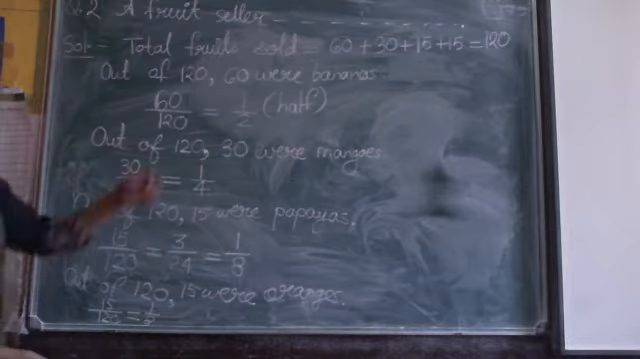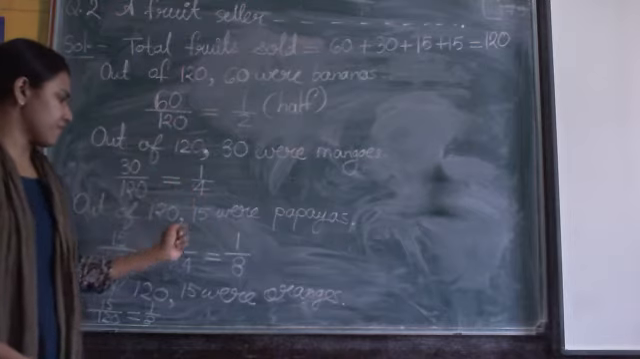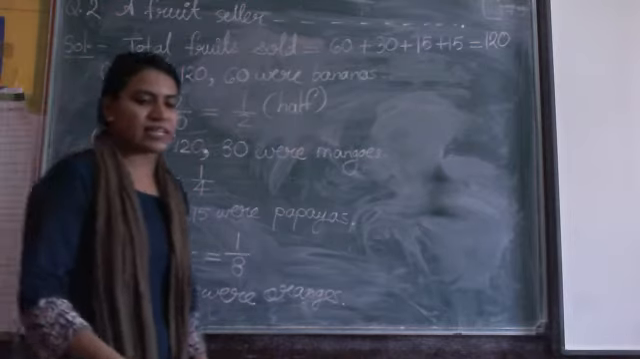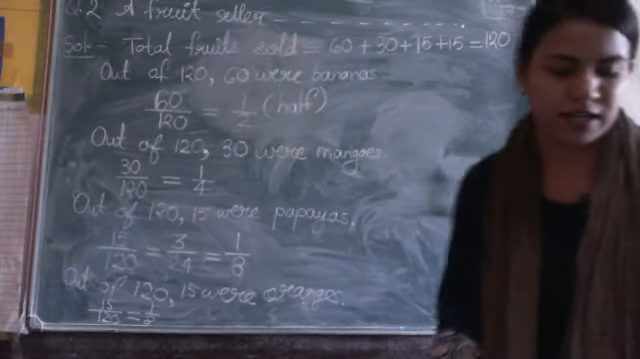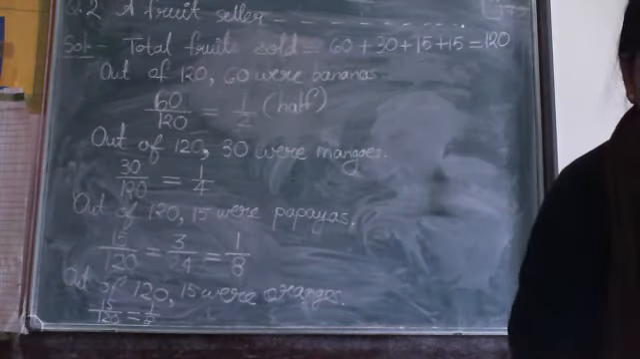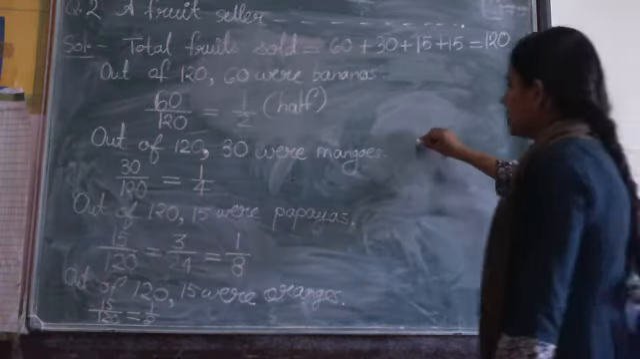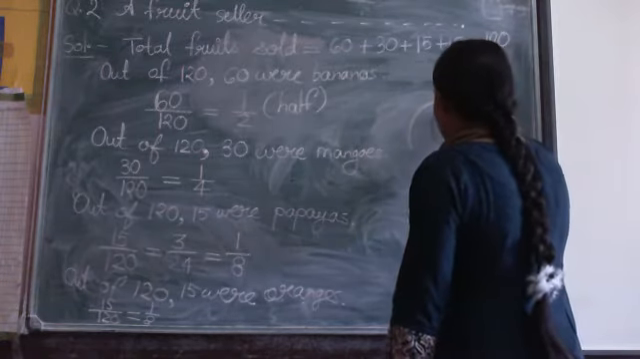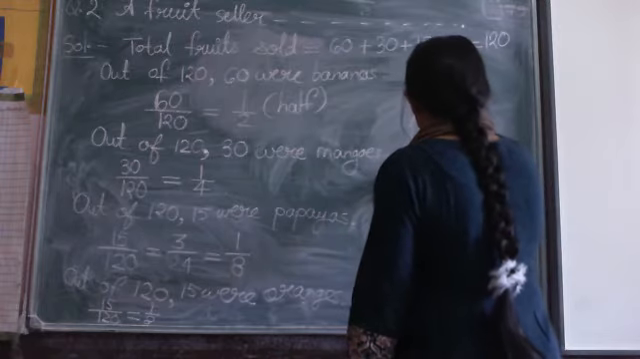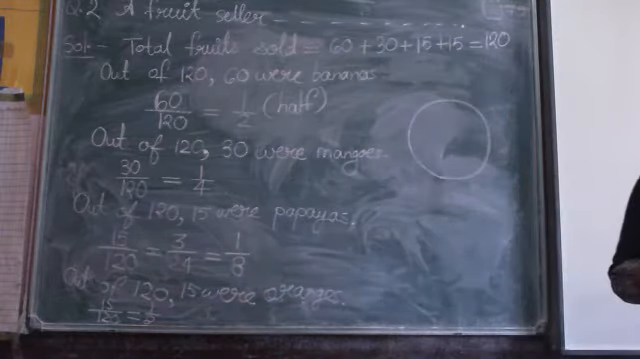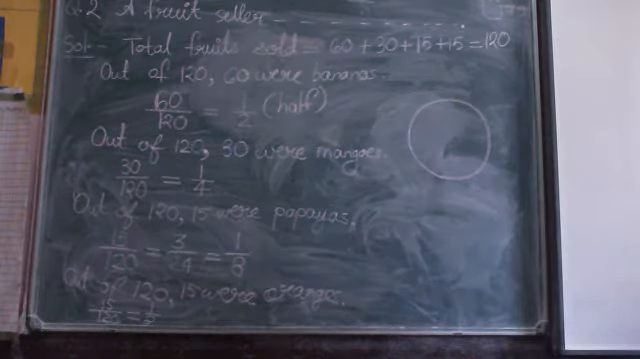Now we have converted our data into fractional form. Now we can represent this data on a circle chart easily. First of all, we will draw a circle. So draw a circle very properly with the help of a bangle or any instrument. Draw the circle properly.